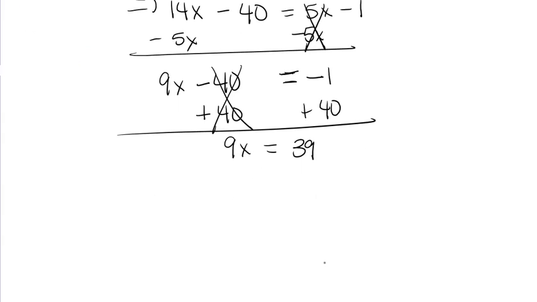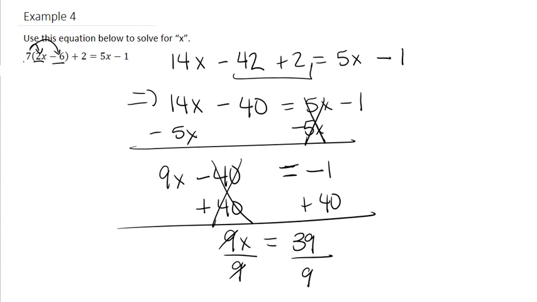And then to get x all by itself, we'll divide by 9 on both sides. Therefore, x is equal to 39 over 9. But 39 over 9 is actually not its reduced form. We can simplify this a little bit further, as both 39 and 9 are multiples of 3. So what we can do is x then becomes 39 divided by 3 on the top, and then we divide by 3 on the bottom.